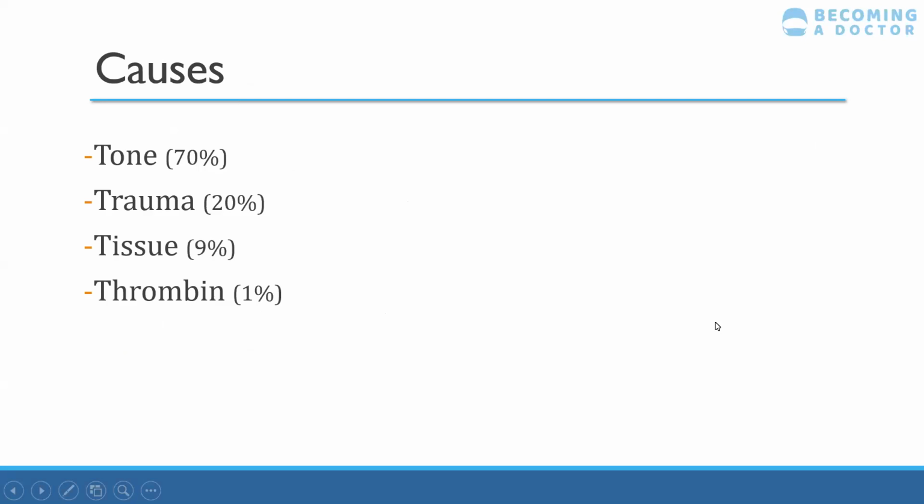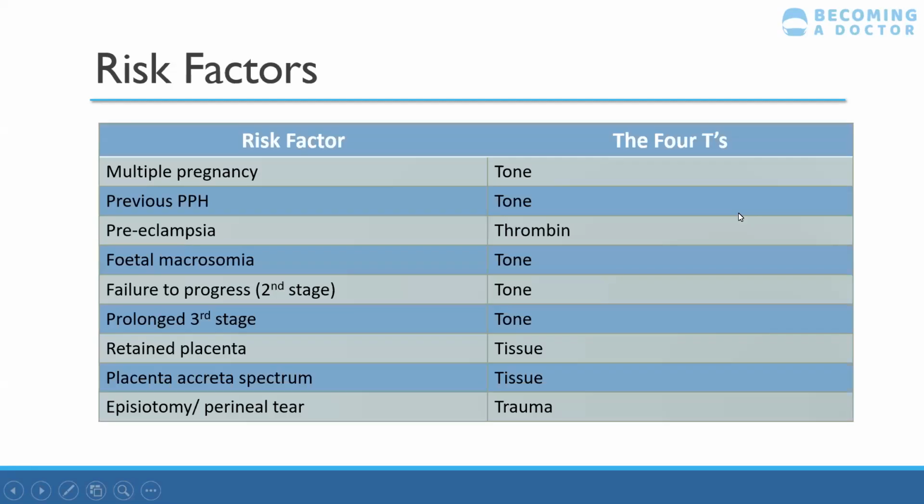These are 4 things you need to think about with PPH: tone, trauma, tissue, and thrombin, the 4 Ts. Tone is by far the most common, so because of that, in the UK, we advise that we give prophylactic uterotonics routinely for active management of the 3rd stage. So we give either oxytocin or syntometrine to help with detachment of the placenta from contraction of the uterus after the baby's born. Trauma can either be iatrogenic or a spontaneous tear. Tissue usually refers to a retained placenta, and then thrombin is usually something related to the mum prior to this, so a coagulation disorder, being anticoagulated, or it can be increased in preeclampsia or eclampsia.